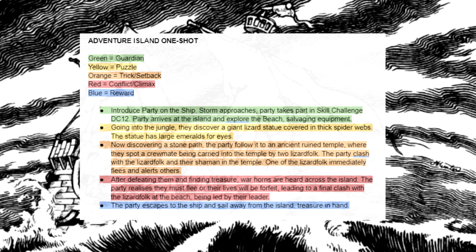Fighting the lizard folk at the temple and saving a crewmate is the trick or setback, because the lizard folk set off the alarm to the rest of the island. The climax itself, realistically, is at the beach, where the party desperately try to fend off the lizard folk and escape back to their ship. And the reward is the treasure that they found during the adventure and actually managing to survive the adventure. In Shadowdark, survival typically ends up being the reward.